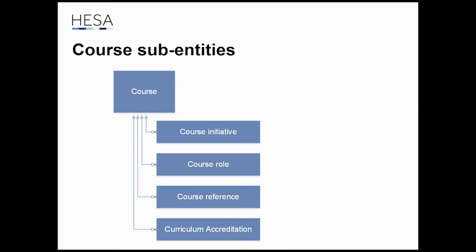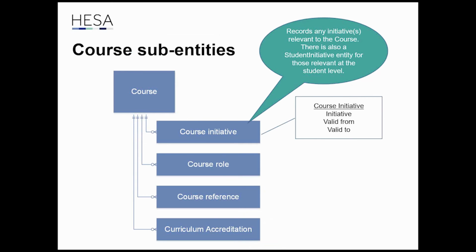As with qualification, I'll do a bit of a run through of the sub-entities. We have the course initiative entity. This records different initiatives associated with the course in a similar way to the initiative fields in the current student return. So there'll be particular schemes that we're interested in monitoring, and it's recorded here where it's relevant at the course level.